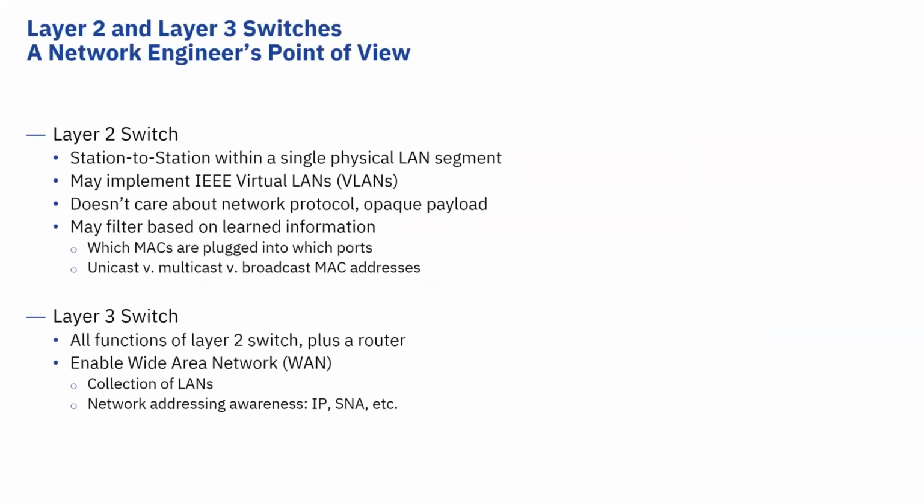At layer 2, as I said, we don't care about what kind of network we're using. Am I doing NetBIOS? Am I doing IP? Am I doing SNA? Am I doing AppleTalk? What exactly am I doing? There are a lot of different kinds of networks, but when I'm talking about Ethernets, they would all have a layer 2 frame that all have the same format. The headers are all the same, right? Because I need to be able to segregate all those different kinds of networks, right?